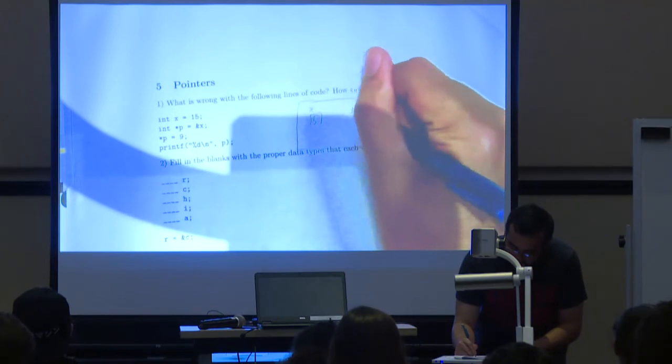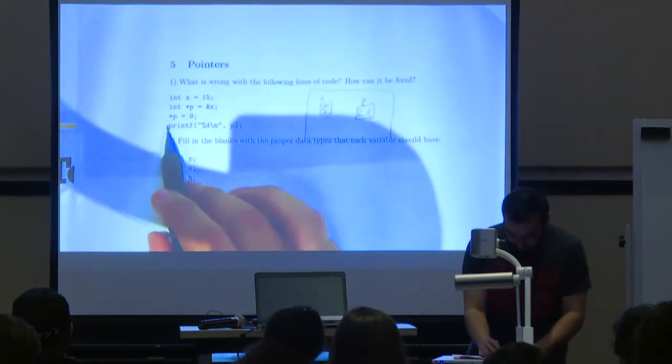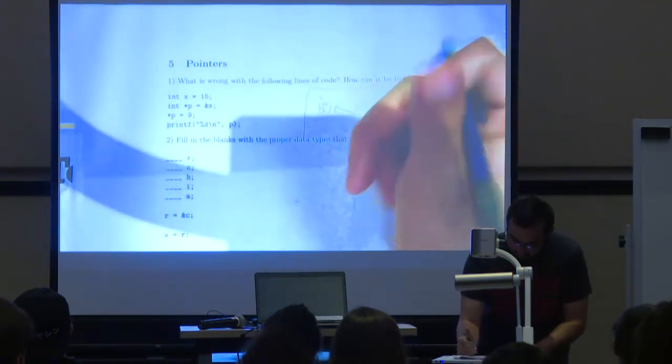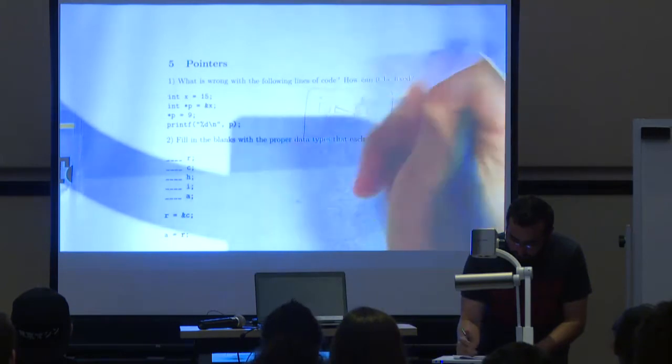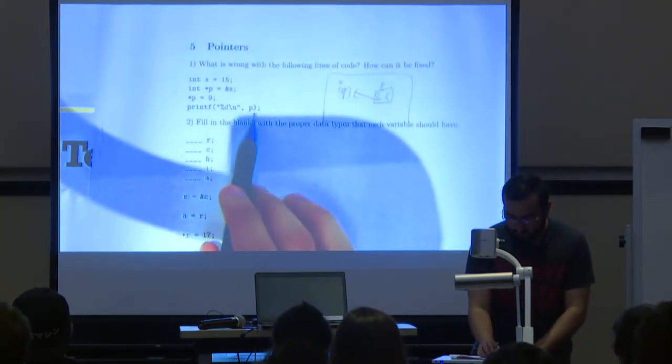And then we have p, and it just holds the address of x. What we're saying when we're dereferencing it there is we're just saying go to x, and whatever's in x, set it equal to 9. So now it's equal to 9. So now here we're saying printf %d/n p.